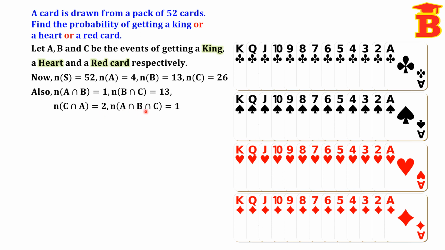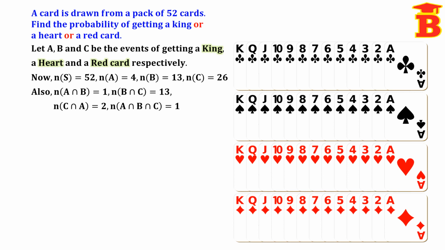Now all the 3 intersection, there is only 1 card which is common in all the 3. That is king, heart, red card. So this king is common in all the 3. It's a king and also heart symbol and also red in color. So n of A intersection B intersection C equal to 1.